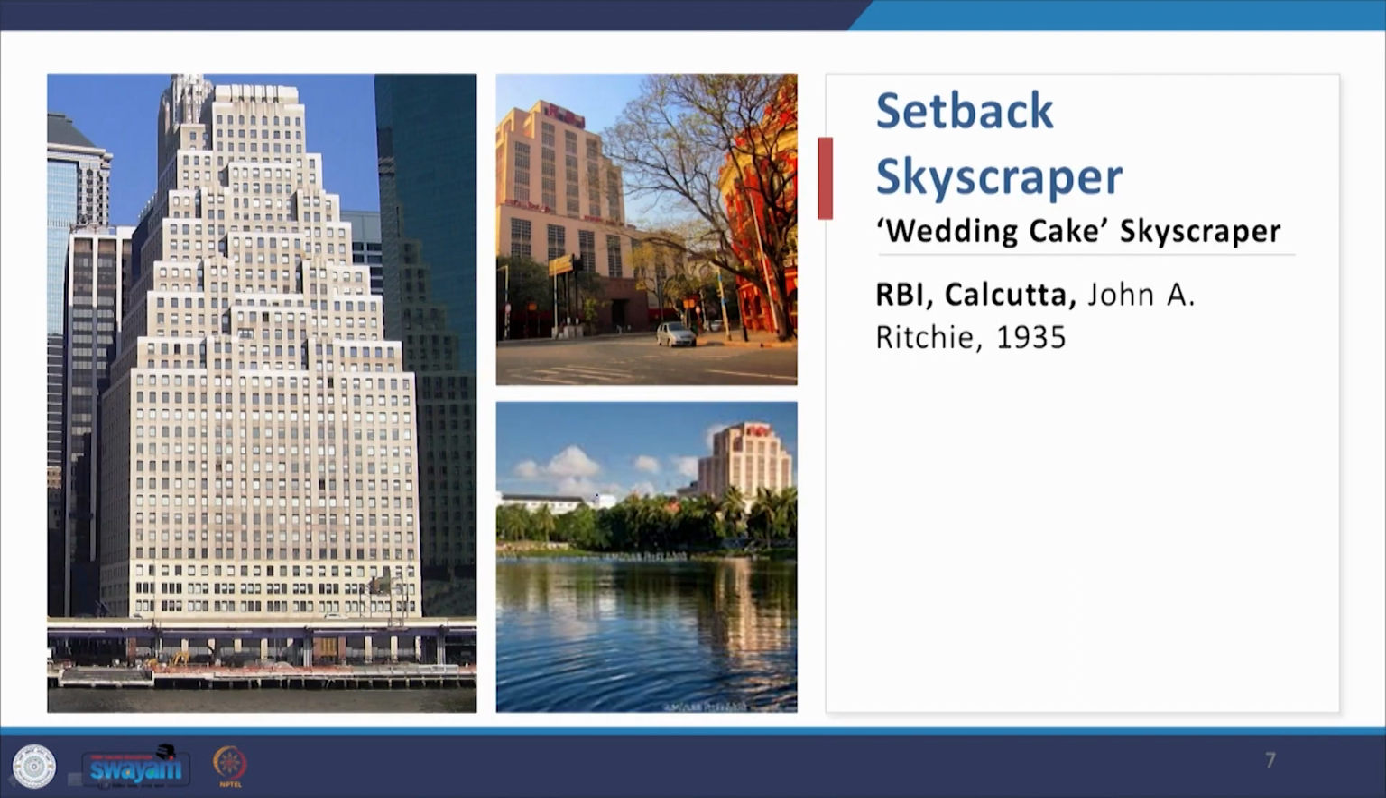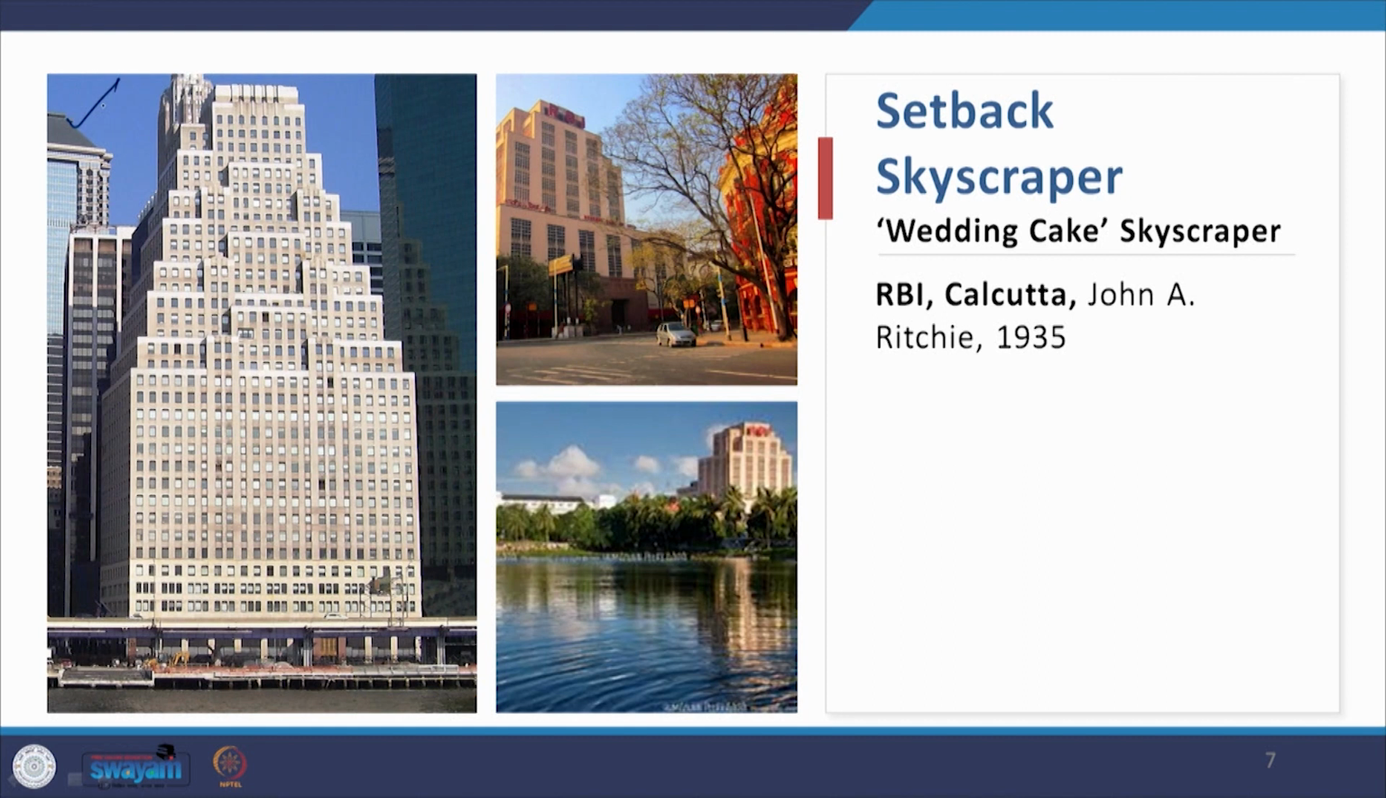Then coming to the skyscraper design, one was the adoption of the wedding cake or the setback skyscraper in the RBI Kolkata building by John A. Ritchie. This is an example of the setback skyscraper or the wedding cake skyscraper in New York.